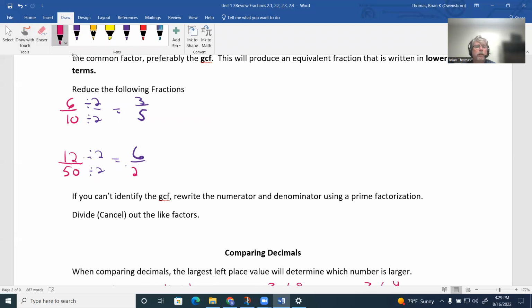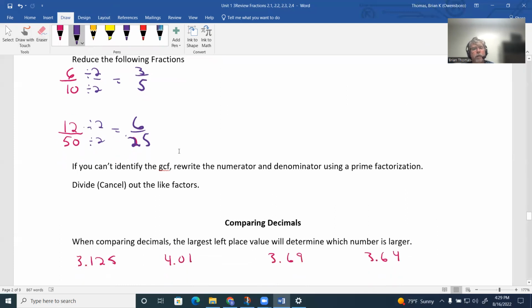Well, no wonder that is it. That's the only common factor there, because 6 and 25 don't have any common factors, because a 6 is made up of a 2 and a 3, and a 25 is made up of 5. So there's no other common factors.